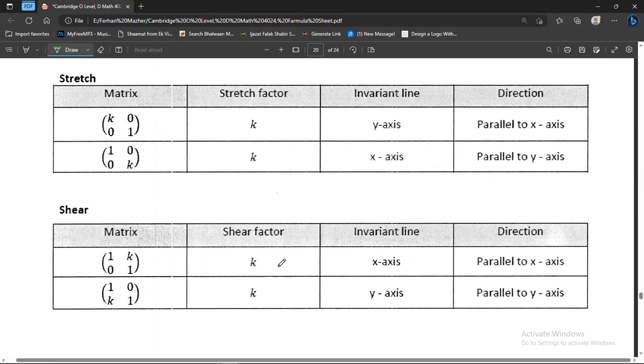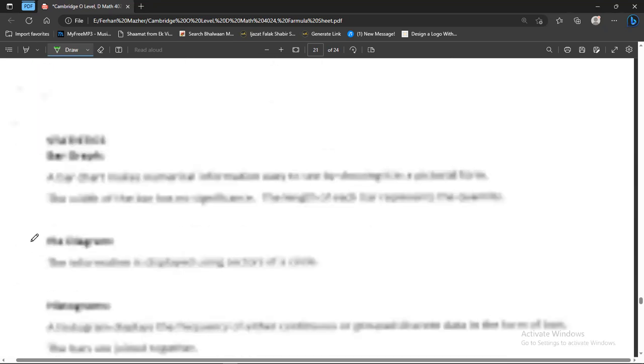For the shear, if the shear factor is k and the invariant line is the x-axis, and obviously in the shear you move parallel to the invariant line, then it will be 1, k, 0, 1. If the shear factor is k and the invariant line is the y-axis, and you have to move parallel to the y-axis, then it will be 1, 0, k, 1. Both of these have been removed from your syllabus. That's why there is no need to remember them.